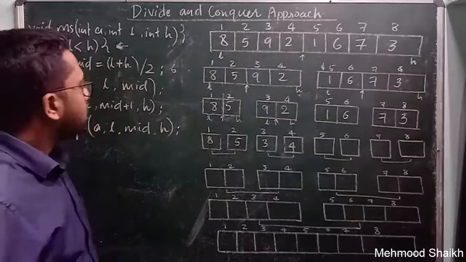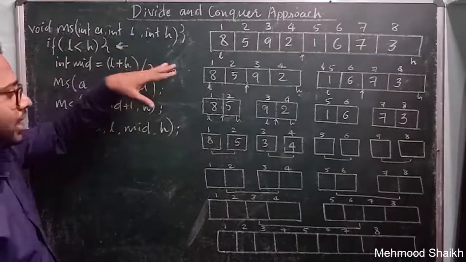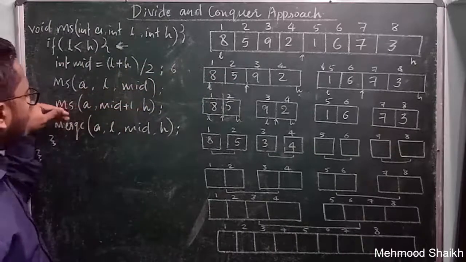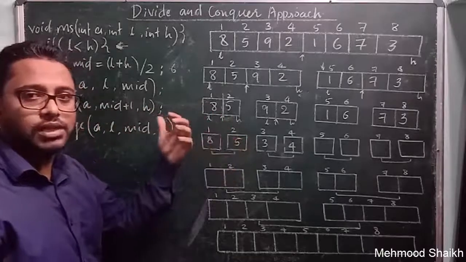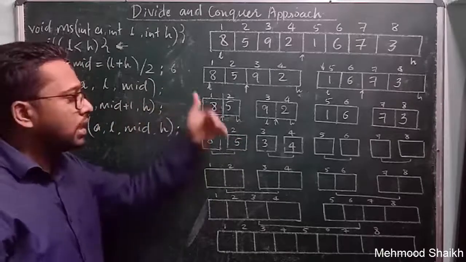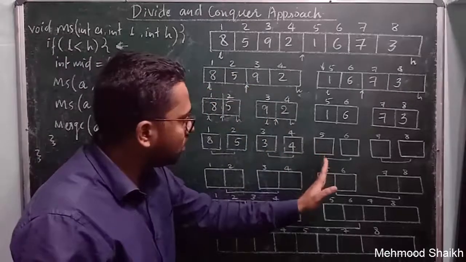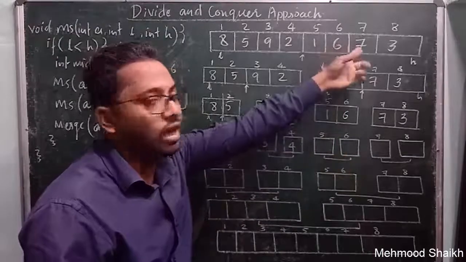Okay, now again we were here. We have divided the entire subproblem, and then this function will again make a call to the same merge sort function. This is what recursion is: the merge sort function will keep calling itself again and again until we reach the smallest subproblem of this large problem.